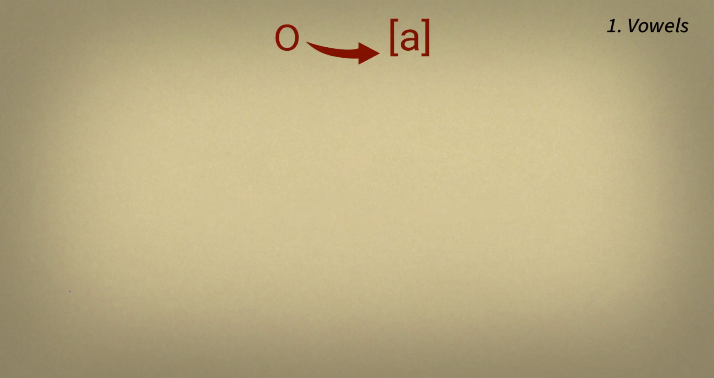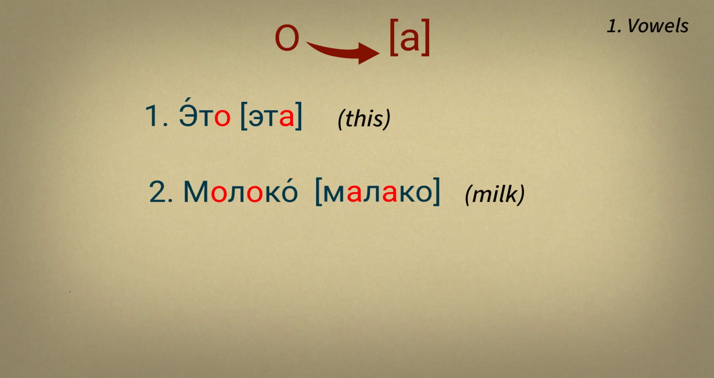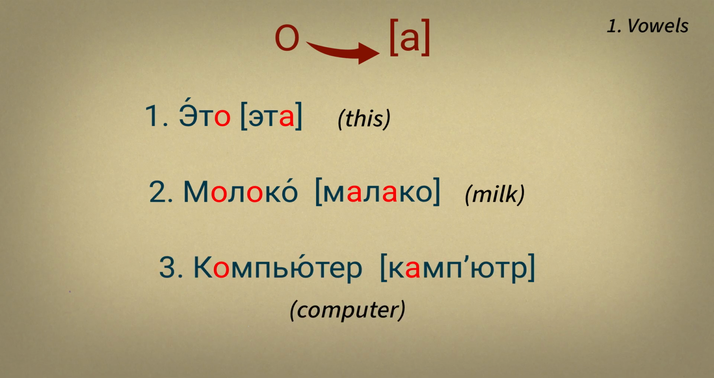Let's begin with the vowel O. The vowel O is pronounced as A. Это. The most typical example is молоко. Here we can see two O's which are unstressed and pronounced as A, and one O is under stress, and that's why it is pronounced as in the alphabet, O. Молоко. And one more word, computer. O is unstressed, that's why we pronounce it as A.